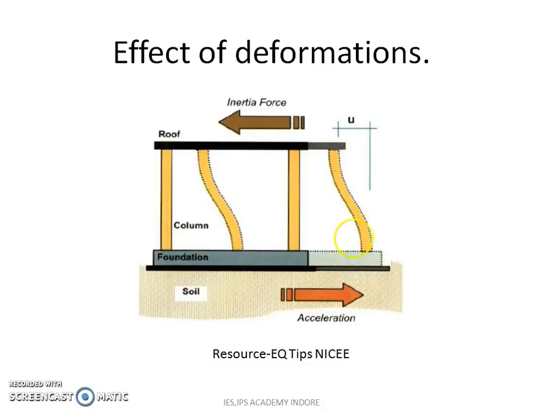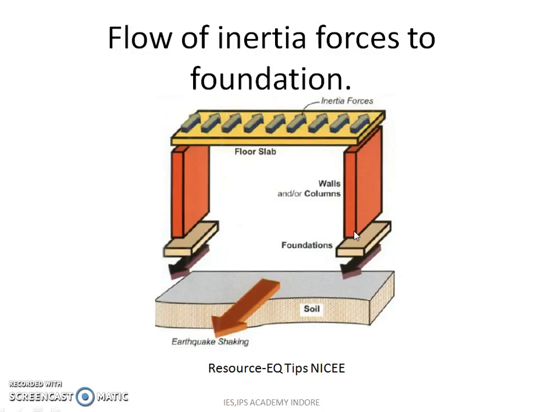So, the effect: flow of inertia forces to foundation. Under horizontal shaking of the ground, horizontal inertia forces are generated at the levels of mass of the structure. These lateral inertia forces are transferred by the floor slab to the wall or column, through the wall and column to the foundation, and then to the soil underneath.